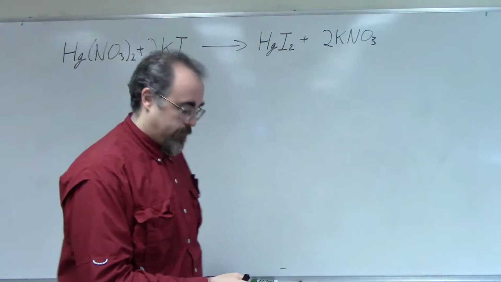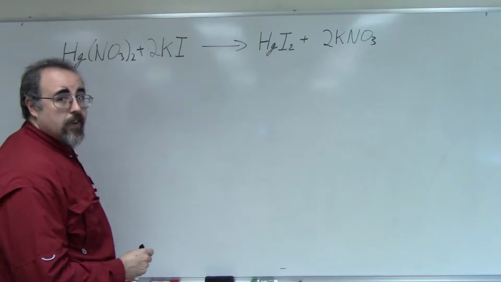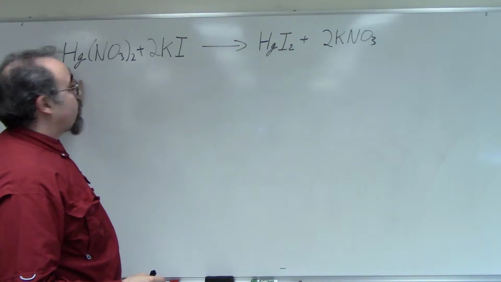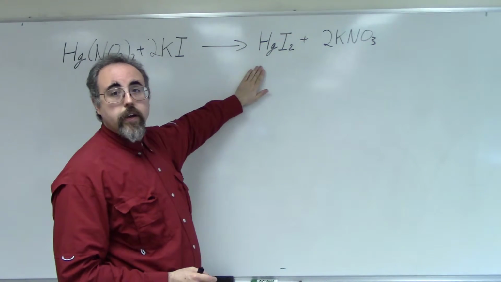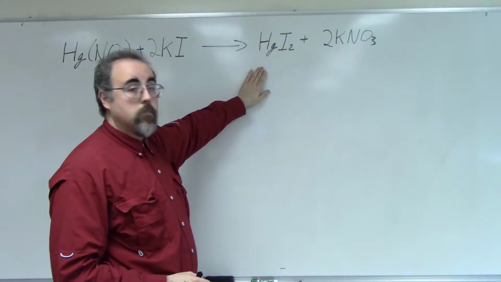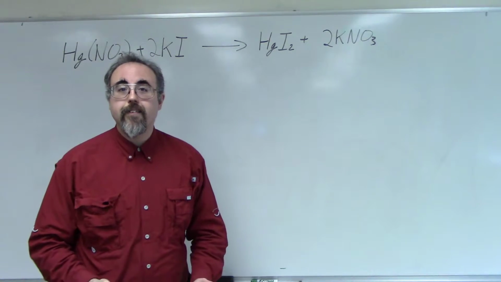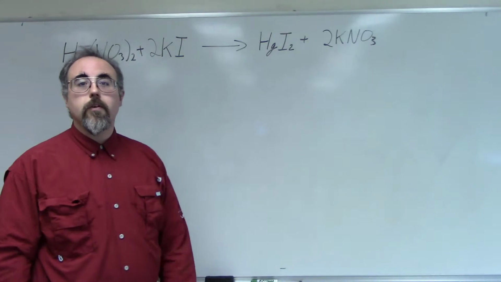So let's take a look. I have a mercury, I have 1 of them, and I have a mercury, and I have 1 of them. Hey! They're balanced. I now have a balanced chemical reaction.